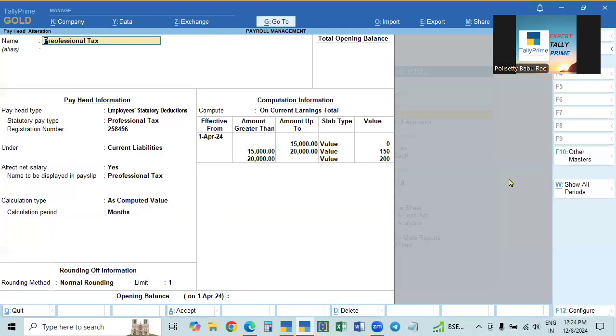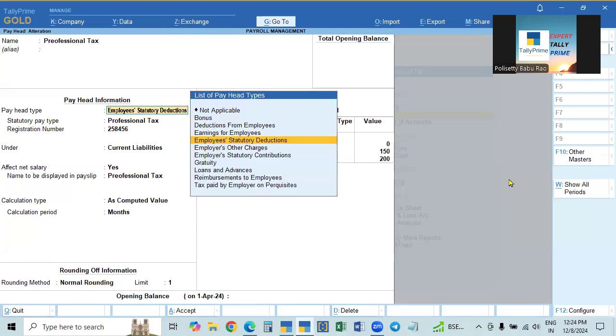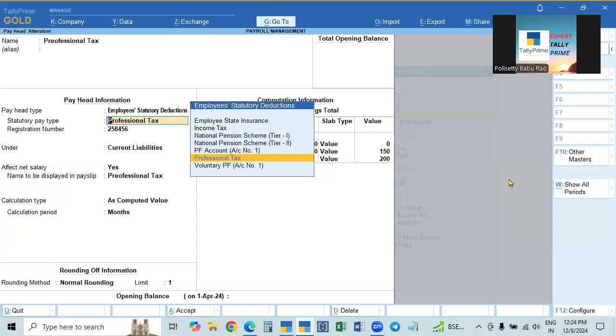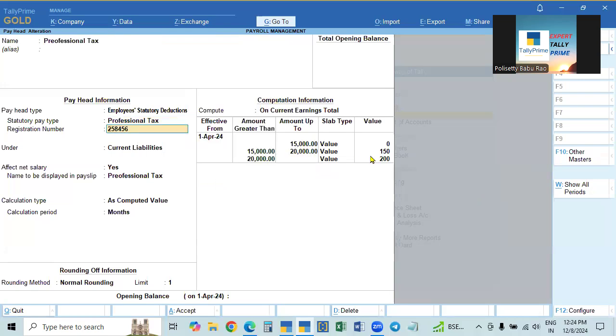That is why here only employee deduction. So professional tax simply we can say, or professional tax deduction, whatever it may be. Simply you can take it as professional tax. Okay. And this is also a statutory deduction only, and a separate head is given. This is Provident Fund, ESI, NPS. This is professional tax. And for the professional tax, there will be a registration number given.